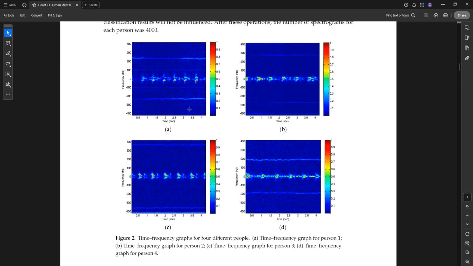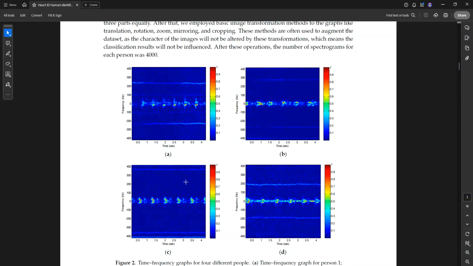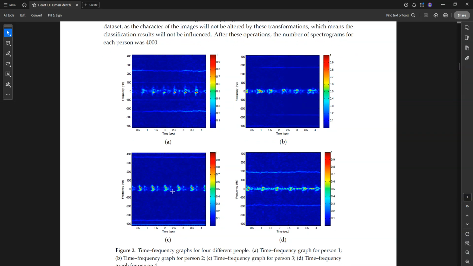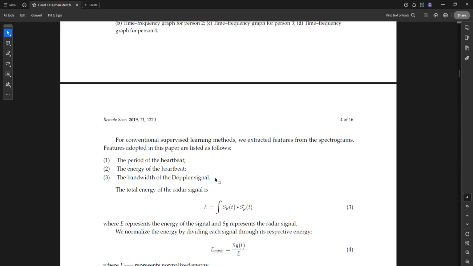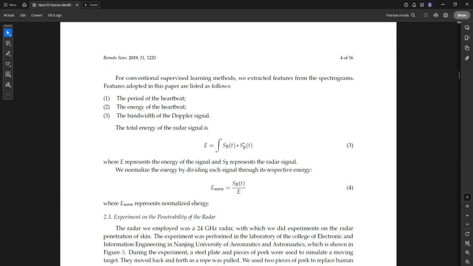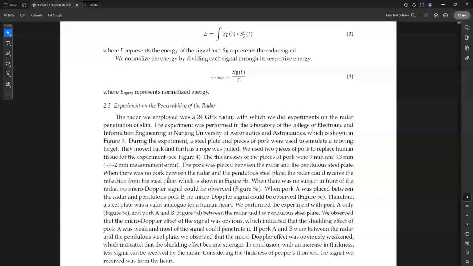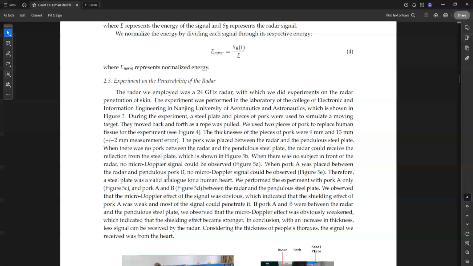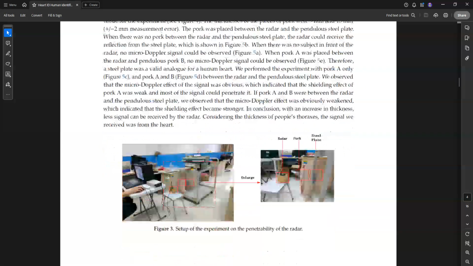Now this person is not breathing, so we know that it's not influenced by the movement of the breathing. I don't know how they extend that to a real life application, because you can't have patients hold their breath, but it's nice for a proof of concept. We'll get back to that later. Next, they extract features like the period, the energy, and the bandwidth of the signal, and they use these features to train classifiers like SVM and naive Bayes.